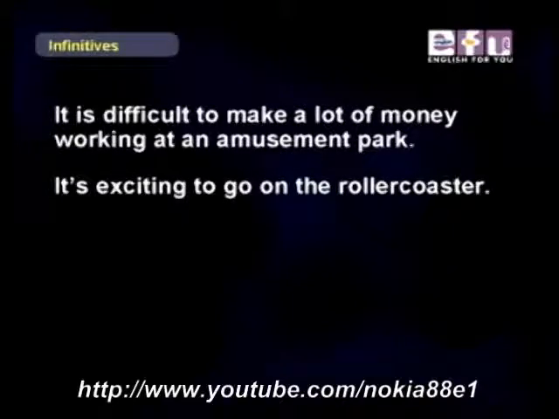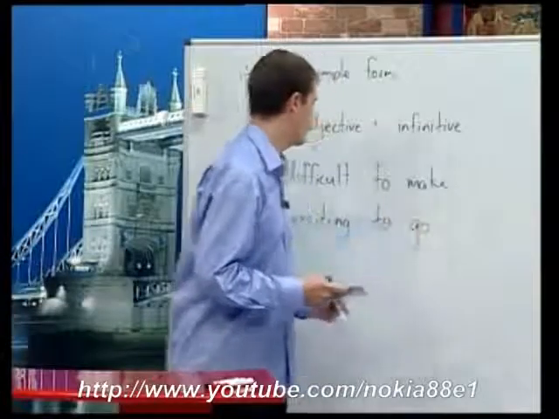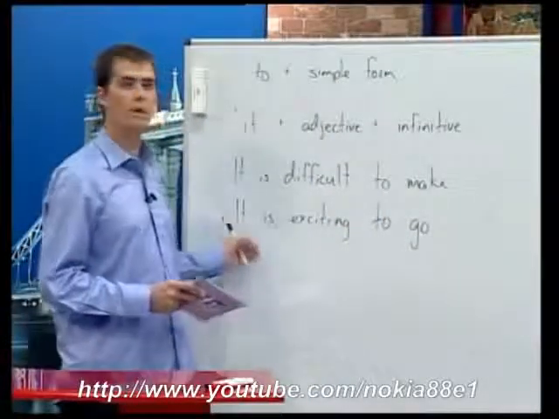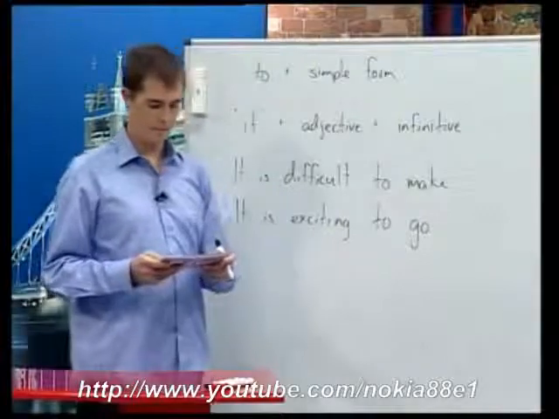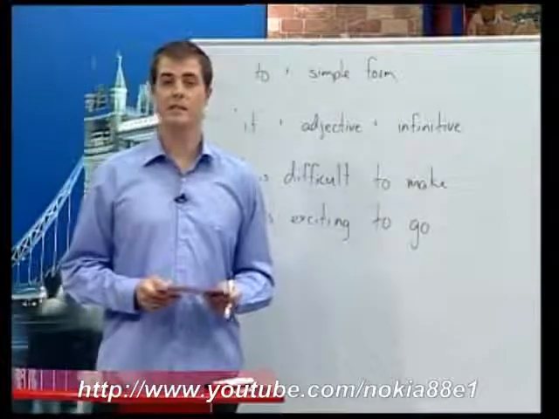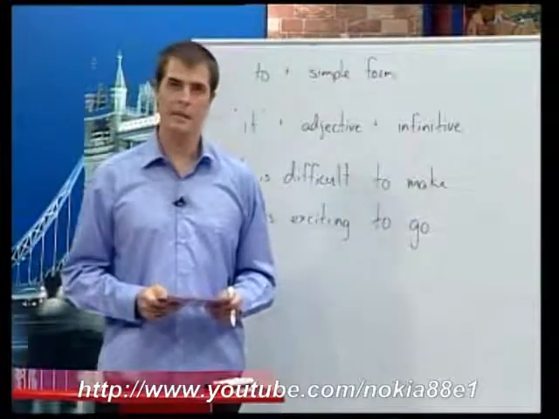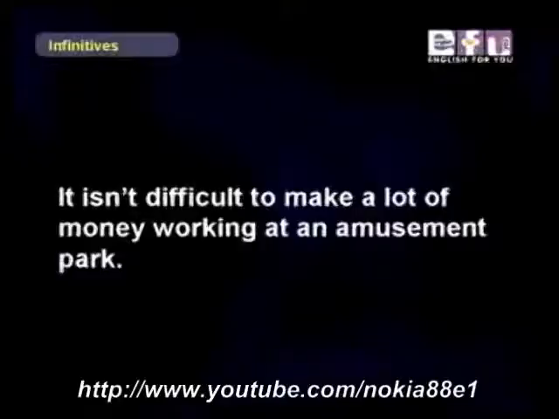The second sentence, we have it is exciting. Exciting is the adjective, so following the adjective is the infinitive. To go. It's exciting to go on the roller coaster. Negative sentences can also be made. So let's take a look at some of these examples. It isn't difficult to make a lot of money working at an amusement park.